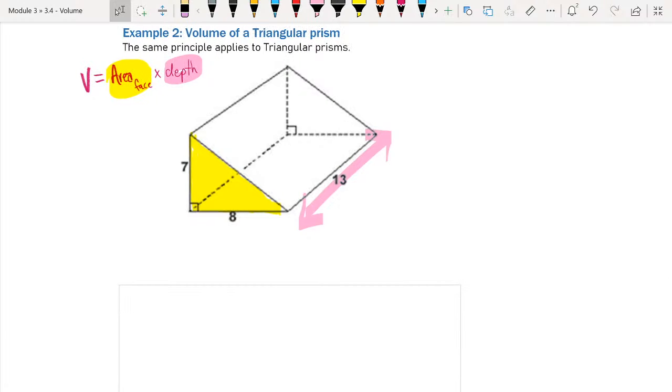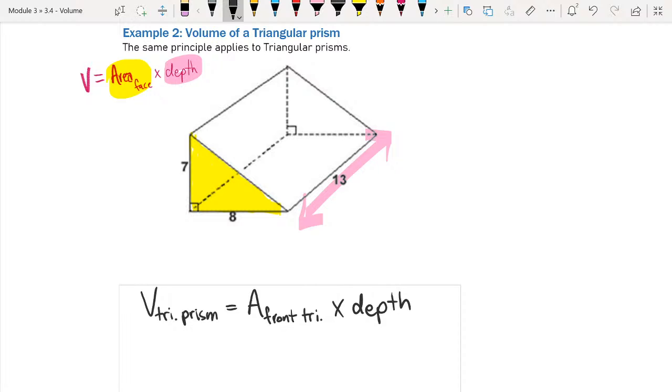We know how to do this because the volume of the triangular prism is just going to be the area of that front triangle multiplied by the depth. And there's formulas for all of these, and you can look them up.